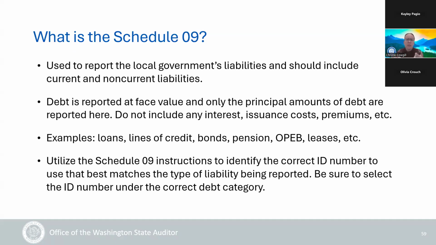When preparing the Schedule 09, it's important to utilize the instructions in the BARS manual to identify the correct ID number to report the liabilities. To find the right ID number, you'll first need to know the correct liability category to look under. We'll get into this more during the exercises when we put this concept into practice.